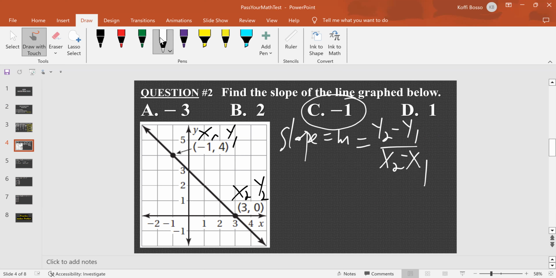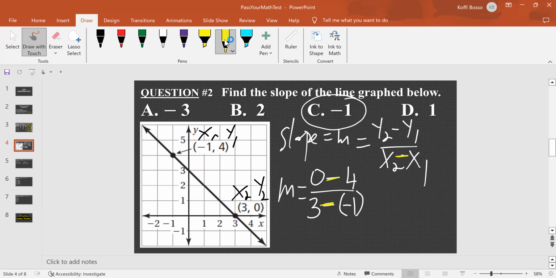So based on the formula, y2 here is 0. So my m will be 0 minus y1, which is 4, divided by x2, which is 3, minus x1, which is negative 1. Understand that x1 is a negative value, but the formula itself has a negative sign.